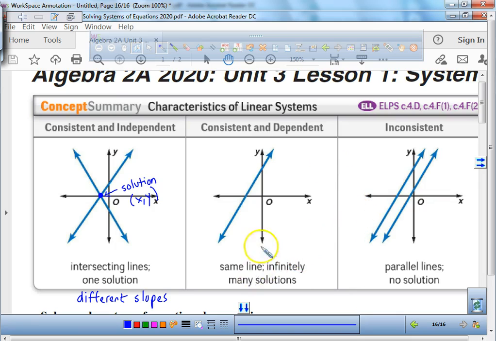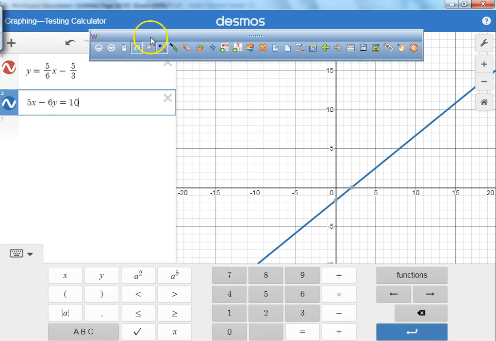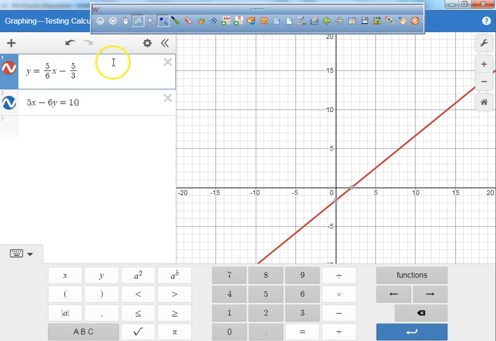All right, over here. This is kind of hard to understand. You see where it says same line, infinitely many solutions? So I kind of gave you a little example. Check this out. I went to Desmos. Do you see the red line here? Does anybody know what form that's called? It's a certain type of linear function. This is called slope-intercept form. And so there's the slope, that's 5/6, and the y-intercept's at -5/3. So that's called slope-intercept form.